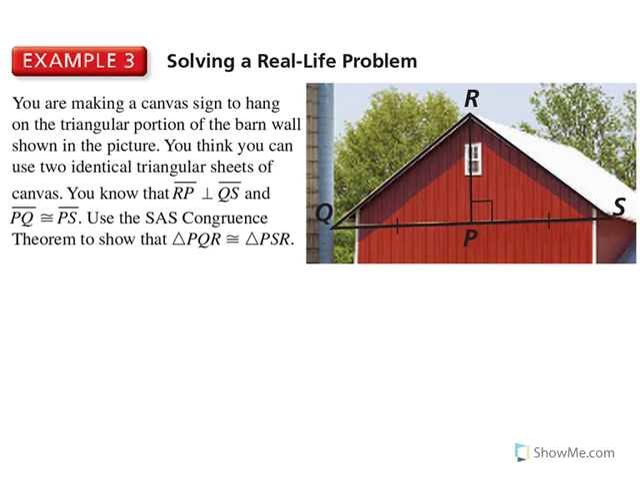In this last problem, we know that RP is perpendicular to QS. Perpendicular means they intersect at right angles. Right now they already have this right angle marked for us. We could do the same thing on the other side, that's a right angle. And we know that PQ is congruent with PS, so that's why it has these tick marks on here. It's already telling us to use SAS.